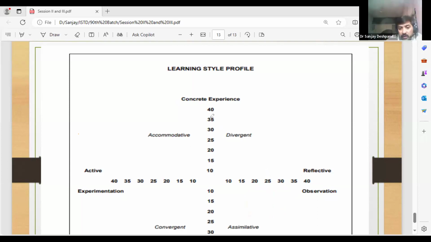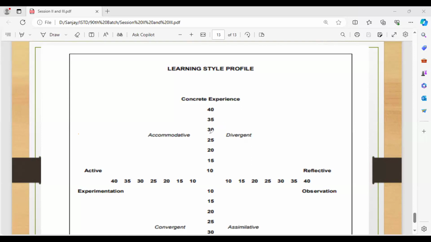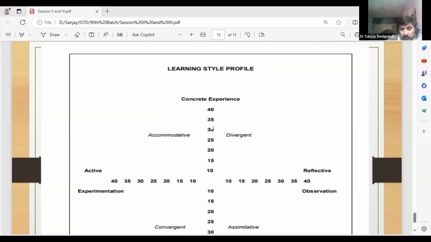Okay, what is your score? Tell me. For CE, what is your score? Mine is 27. Okay, so it will be here. Convergent experimentation should be the quadrant on the left-hand side at the bottom. CE is convergent experimentation. We will understand these divisions and all that a little later.